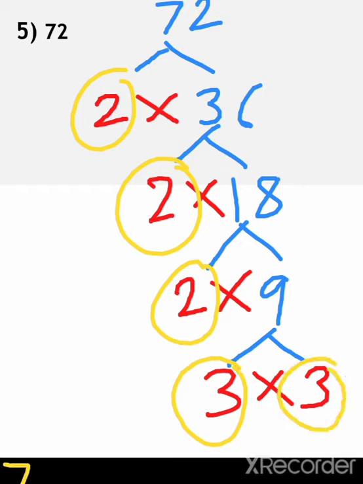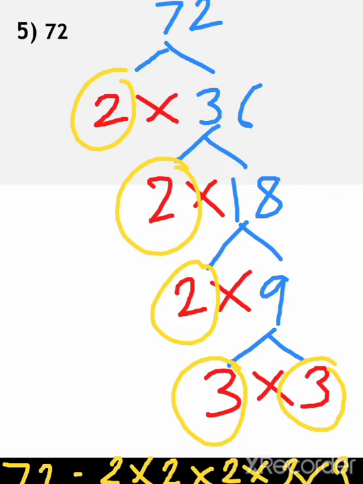So how will I write the factors? 72 is equal to 2 into 2 into 2 into 3 into 3. So 3 times 2 and 2 times 3.